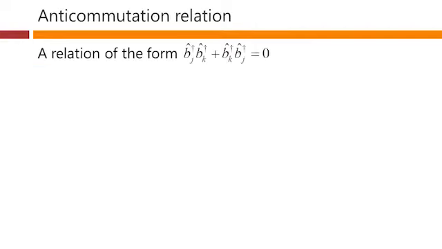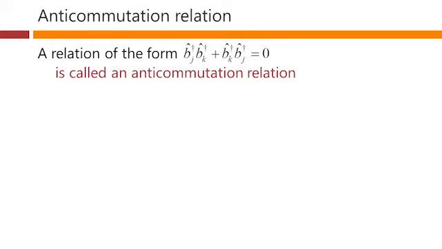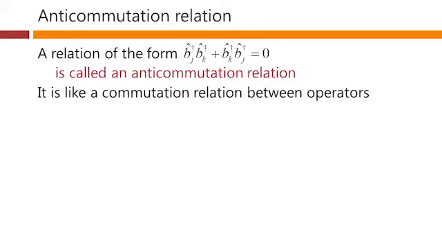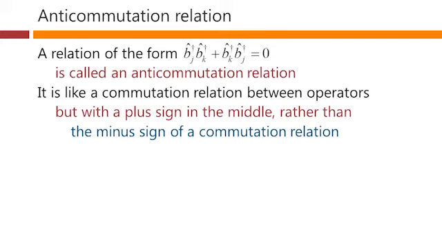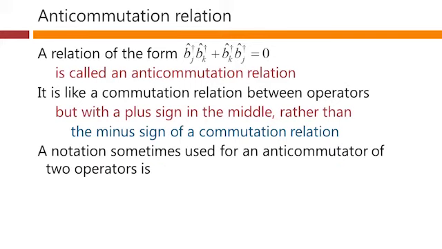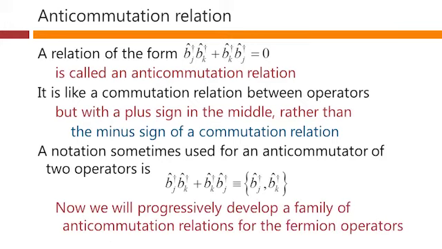A relation of this form with a plus sign in the middle is called an anti-commutation relation. It's like a commutation relation between operators, but with a plus sign in the middle rather than the minus sign we have in a commutation relation. A notation sometimes used for an anti-commutator of two operators is to use curly brackets instead of the square brackets. Now we're going to progressively develop a family of anti-commutation relations for the fermion operators.